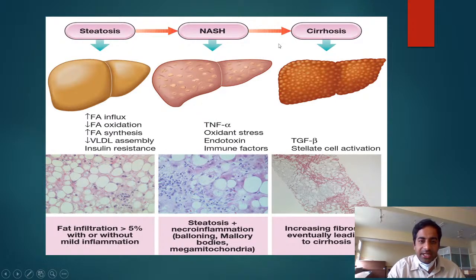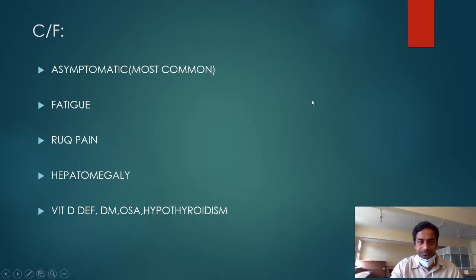In NASH, non-alcoholic steatohepatitis, there is accumulation of inflammatory cells. So you can see inflammatory cells here, with ballooning and Mallory bodies as well. And in cirrhosis, there is increasing fibrosis, ultimately leading to cirrhosis. You can see increasing fibrosis here. There is TGF beta and stellate cell activation also. So this is what you see in cirrhosis.